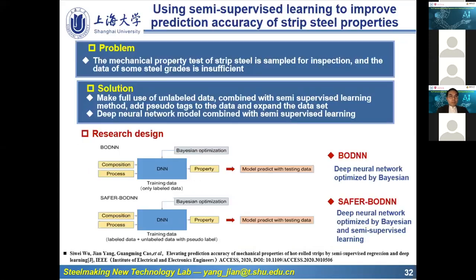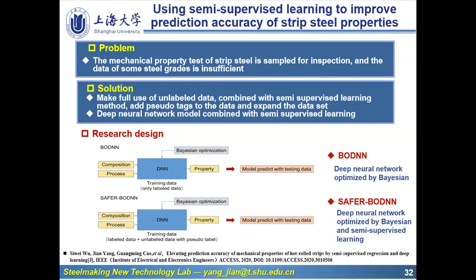And here I show you using semi-supervised learning to improve the prediction accuracy of the steel properties. The problem is that the mechanical property test of strip steel is sampled for inspection, and data of some steel grades is insufficient. To solve this problem, we make full use of unlabeled data. The unlabeled data just has the information of the compositions and process parameters, but without the information of the properties of the materials.